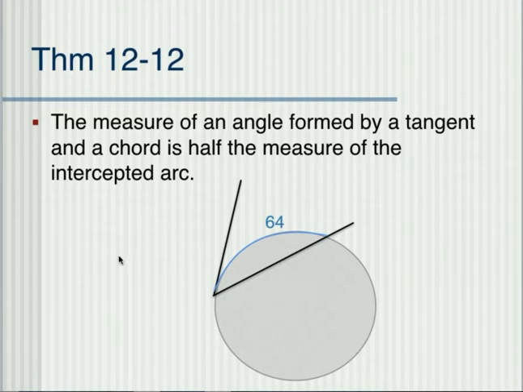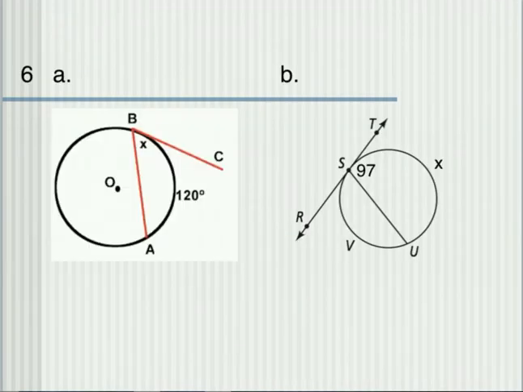Here it's a 64-degree arc. The rule described here says that the angle between your chord and your tangent will always be half the number of degrees of the arc cut off in that same space. So half of 64 is 32 degrees. Go ahead and try number 6 using that rule. Pause until you're done.